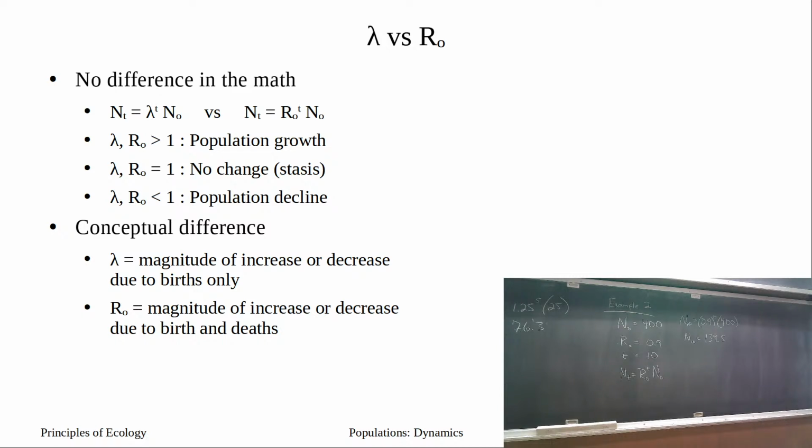So mathematically, there's no difference. We use our equations the same way to make our predictions about population size. The difference really comes in the abstract sense: what does it really mean? Lambda is all about the births. Net reproductive rate accounts for births and deaths.